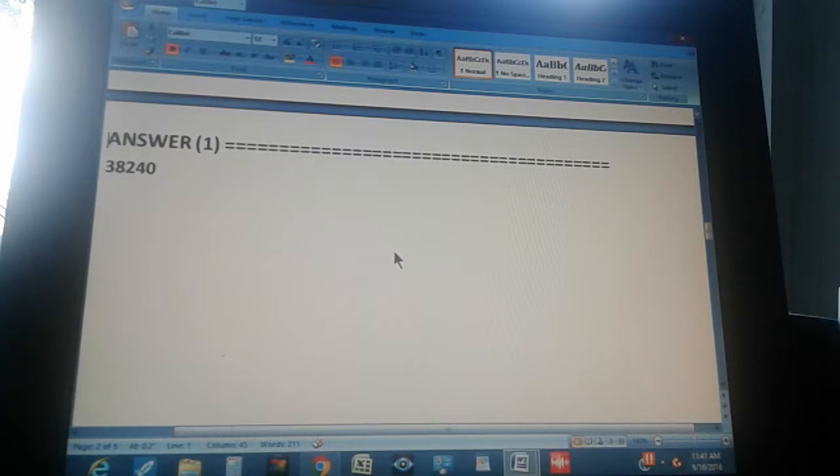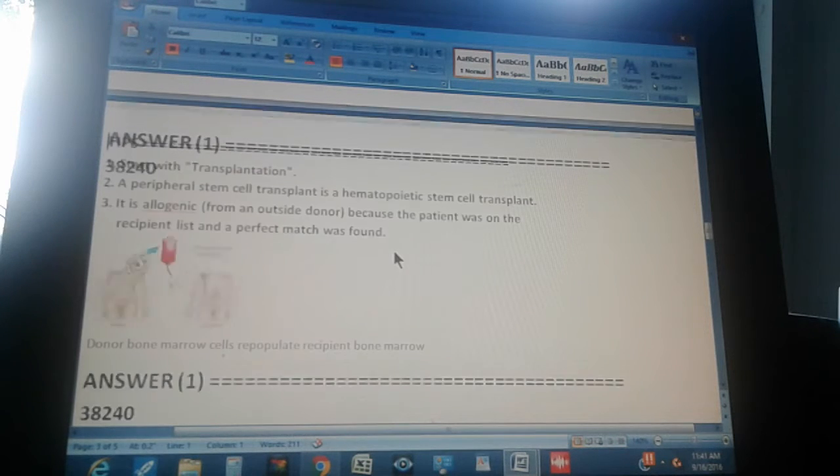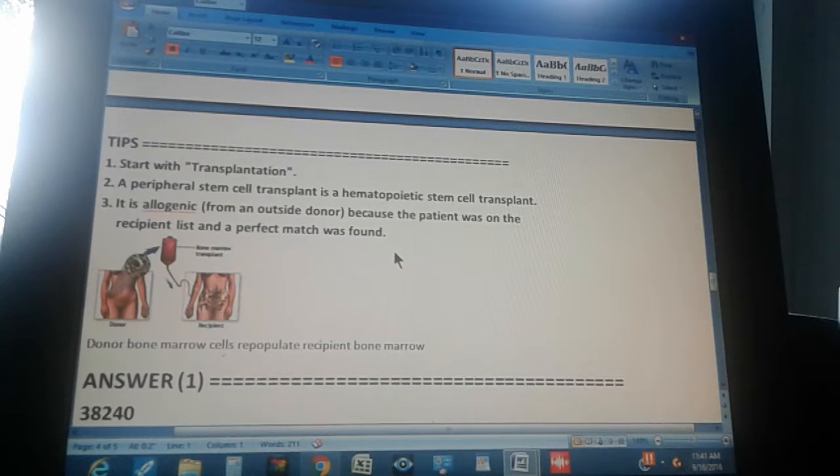1, 2, 3. Okay, the answer is 38240. If you got it, congratulations. If you didn't get it, let's give you a few tips. The first tip is start with transplantation, and then you're probably going to go to bone marrow. But you have to have some concepts in order for you to realize which code is the right one.